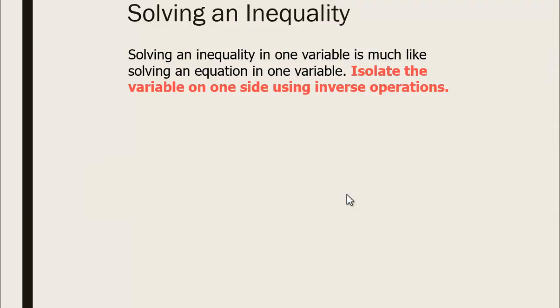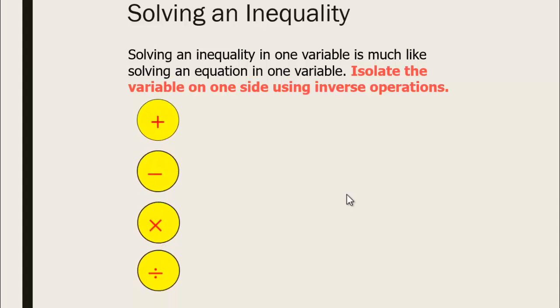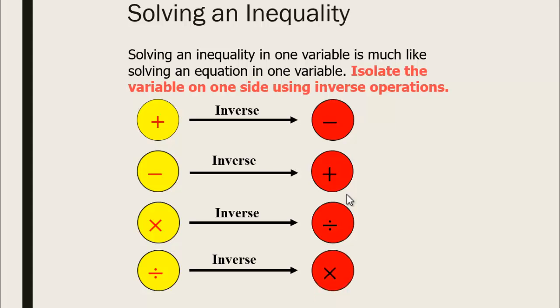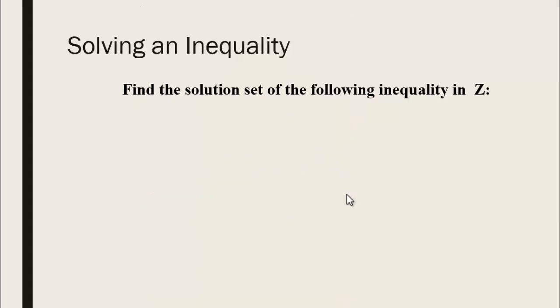Solving an inequality in one variable is much like solving an equation in one variable. All what I should do is isolate the variable on one side using the inverse operations. So let's have a look about the inverse operation. We know that the inverse of addition is subtraction, inverse of subtraction, addition, inverse of multiplication, division, and inverse of division, multiplication. Let's go and see this example.